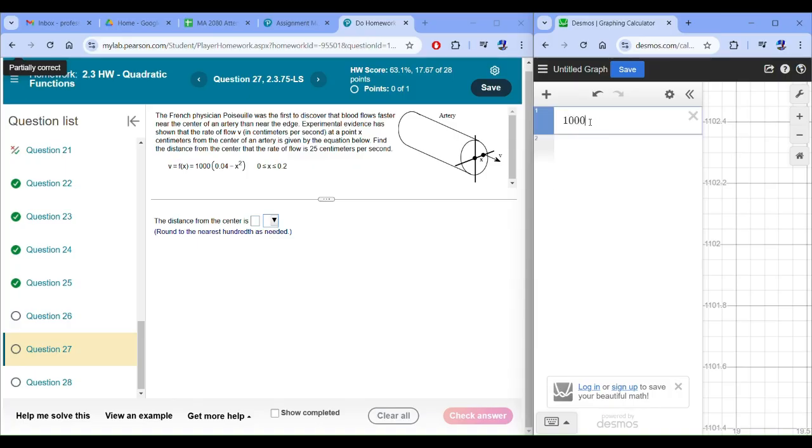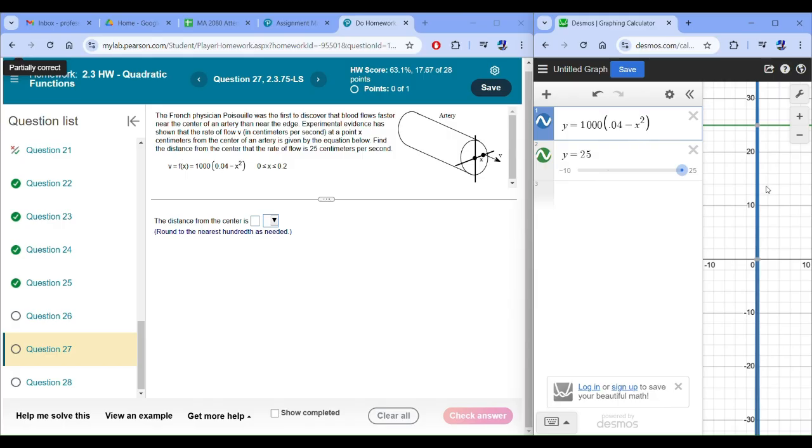We have 1,000 parentheses 0.04 minus x squared. So there's my first equation, right? We can close that. And then our second is going to be that it's 25, right? We're looking for when this is equal to y equals 25. And then I can say that y is also equal to the set equation.